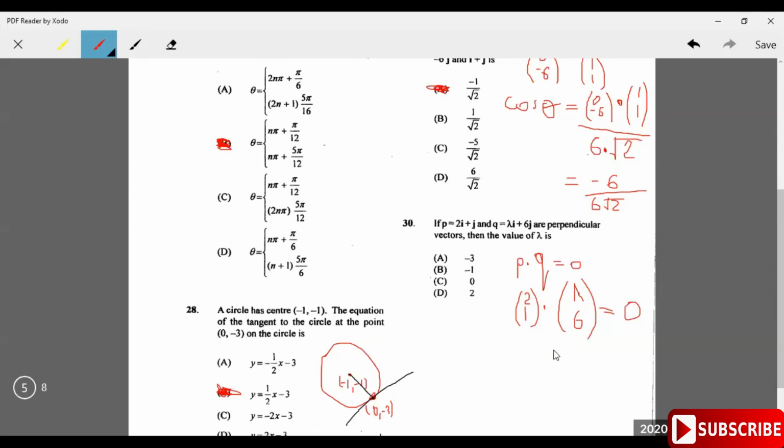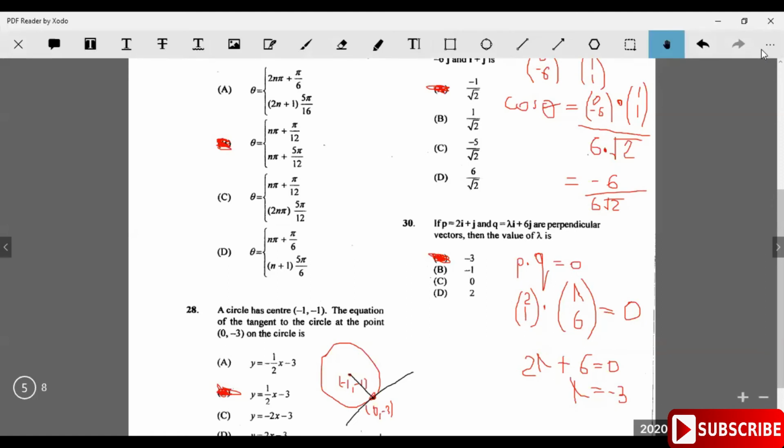So what we're solving then is that 2 lambda plus 6 is equal to 0. Don't worry, my lambda is awful, I know. It's difficult to write. 2 lambda plus 6 equals 0, and so lambda is equal to -3. Lambda is -3. That's A. Easy question, soft.